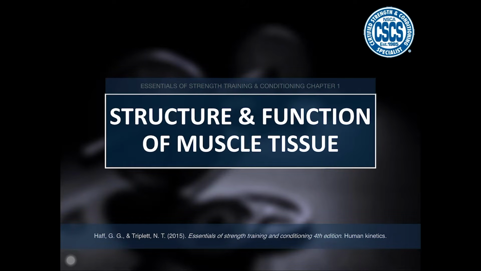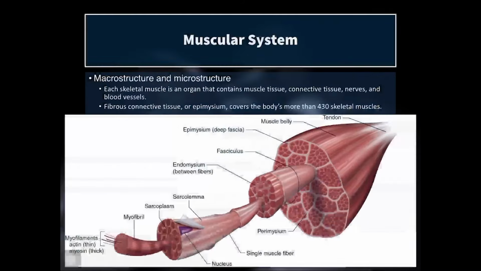Okay, this comes from Chapter 1 of the Essentials of Strength Training and Conditioning textbook, put out by the National Strength and Conditioning Association, authored by Drs. Haff and Triplett. Okay, so the muscular system. We want to talk about both the macrostructure and the microstructure, so big picture and small picture of muscle tissue. What's happening at a whole muscle level as well as what's happening at the cellular level in muscle. We're not going to go too deep, I'll save that for exercise physiology, but we do need to know the basic overview before we move forward.